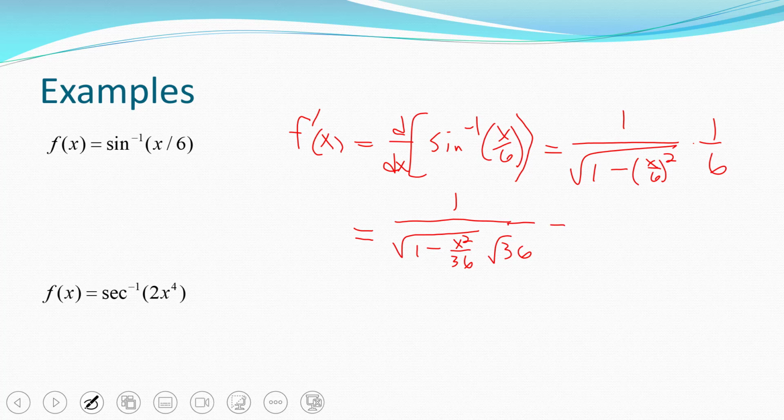Because then I can write a single square root and just multiply the radicands. You would get 36 times 1, which is 36, minus x squared over 36 times 36. That's just x squared. And that's it. That's the answer. I think that's probably the easiest way to see how to simplify these things.